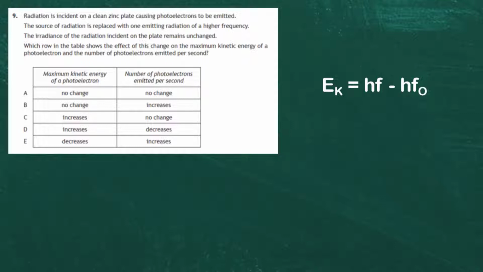Now we're actually increasing the frequency of the incoming radiation, so this means that hf is going to become bigger, so the energy of the photon is going to become bigger. hf naught, which is the work function, stays the same because we're dealing with the same metal. So that means that the maximum kinetic energy, EK, is going to get bigger. So right away we know the answer to the first column. The maximum kinetic energy of the photoelectron will in fact increase because you're using photons of a higher frequency, which means they're coming in with a higher energy.